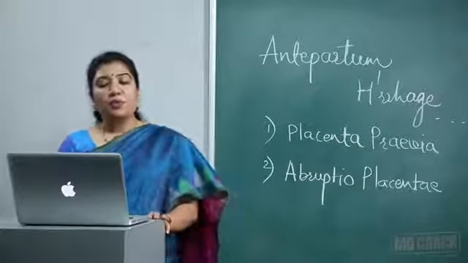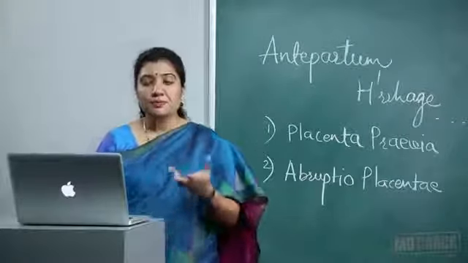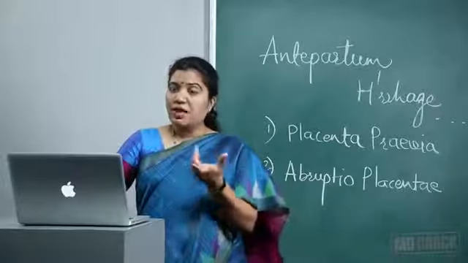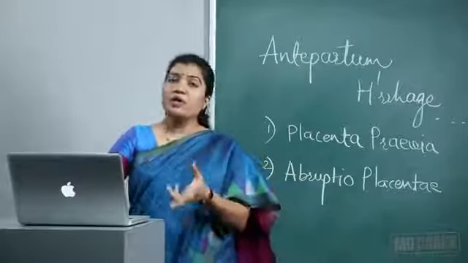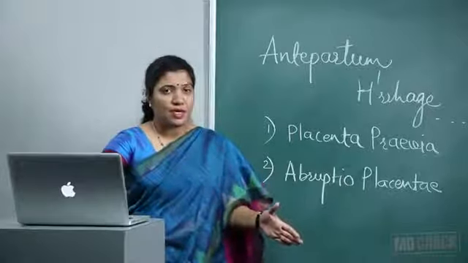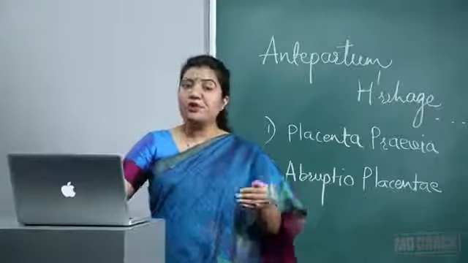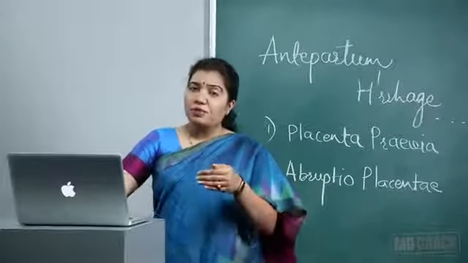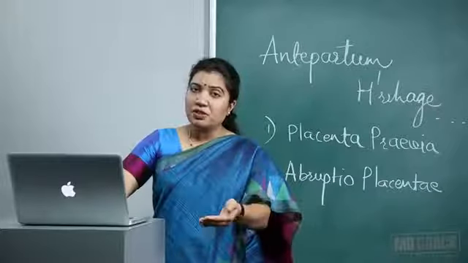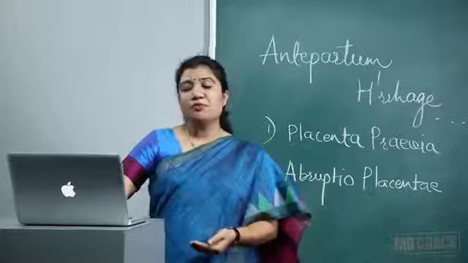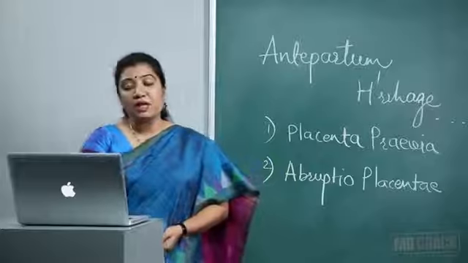Fetal death, almost 50 to 100%. The reasons are prematurity or anoxia. Sudden bleeding stops the blood supply towards the fetus, or blood loss is there. Because of maternal blood loss, fetal blood circulation gets hampered, and because of that, fetal death is quite commonly seen in abruption.